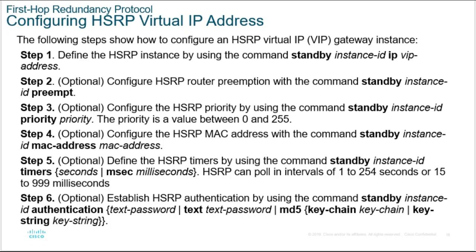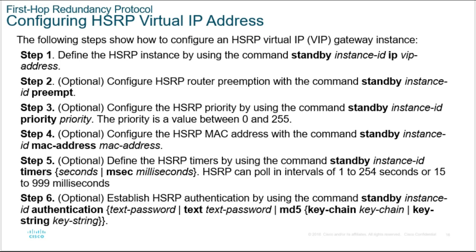Okay, let's look at the steps for configuring HSRP virtual IP address. First, you will need to define the HSRP instance. The keyword is standby, and then you give an instance ID. So this is the group number that we were talking about in the previous slide. All right, and then you give the virtual IP first with the keyword ip, and then the virtual IP address.